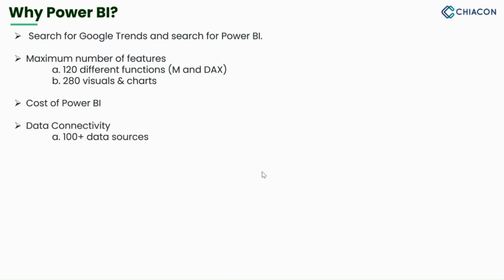Next is data connectivity. We have 100 plus data sources to which Power BI can be connected. These data sources can be any database, cloud, file, or we have SharePoint. Databases, for example, SAP, Teradata, Oracle, SQL. Files can be Excel file, CSV file, PDF file, and cloud could be our Azure, AWS, or we have a Google Cloud.